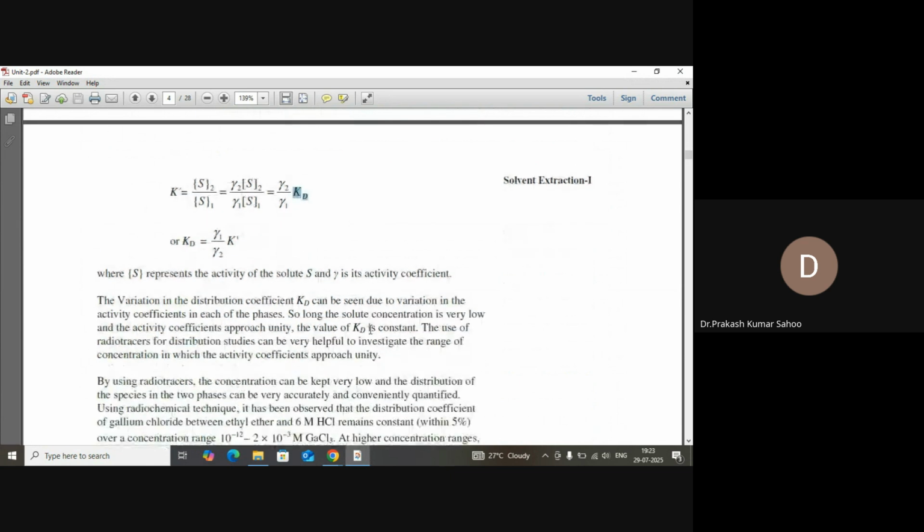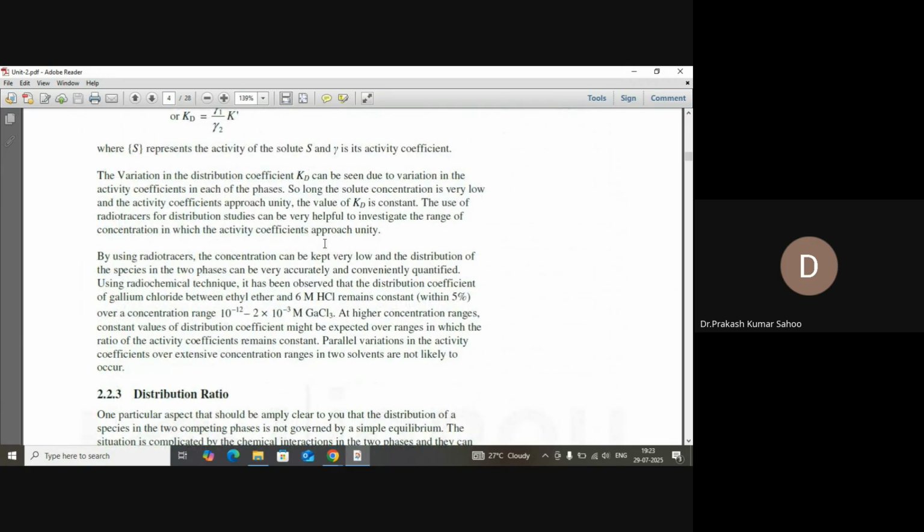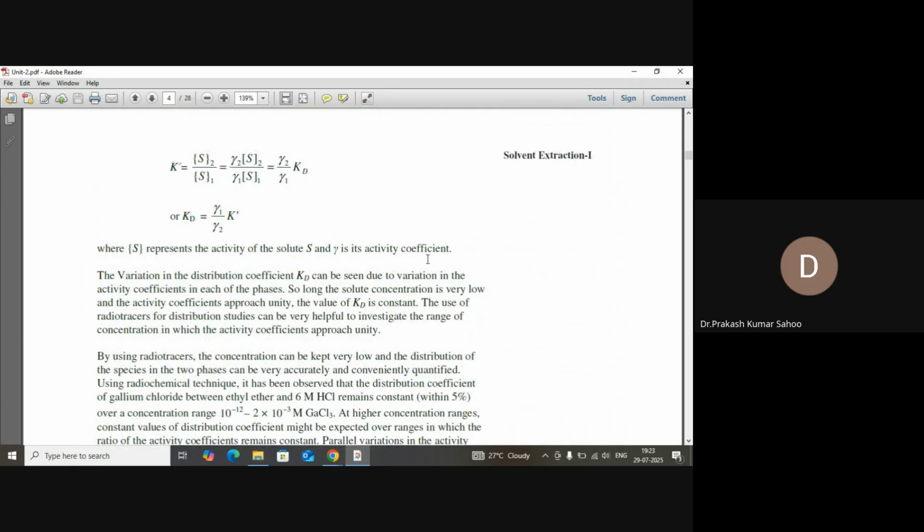Or we may rearrange the equation, that is Kd, the distribution coefficient, is equal to y1 by y2 into K dash, which is the thermodynamic distribution coefficient. So just try to understand these equations.